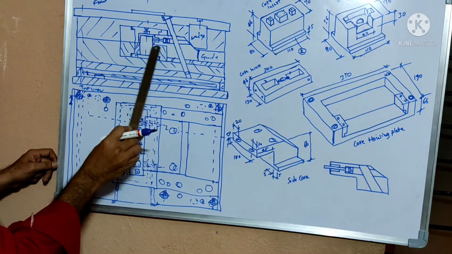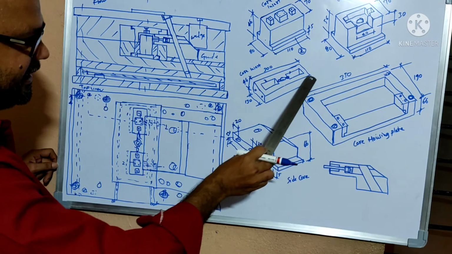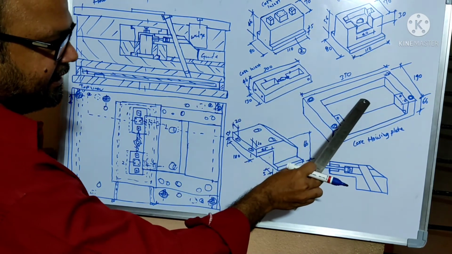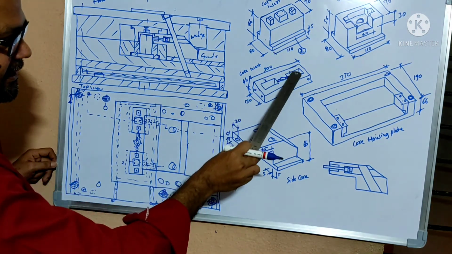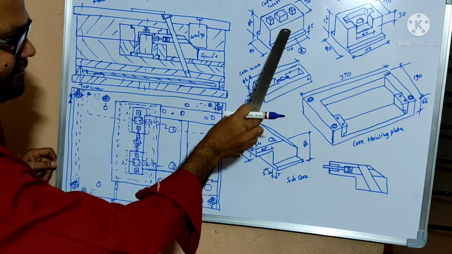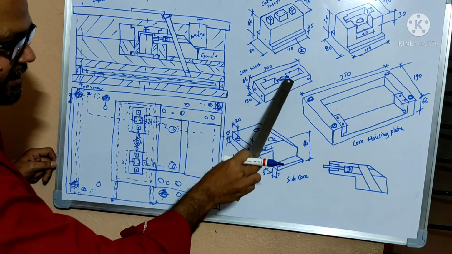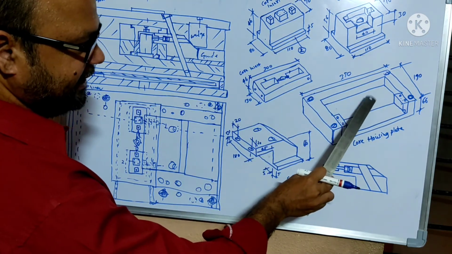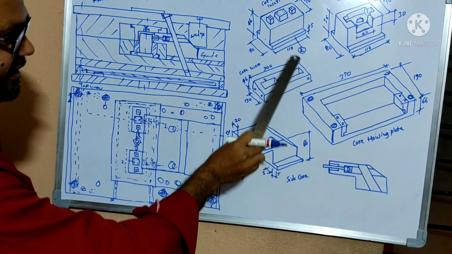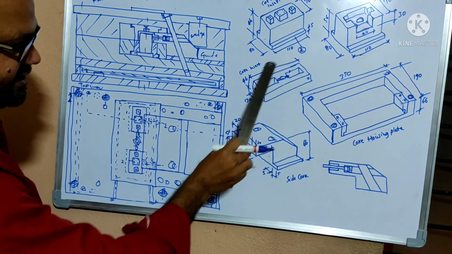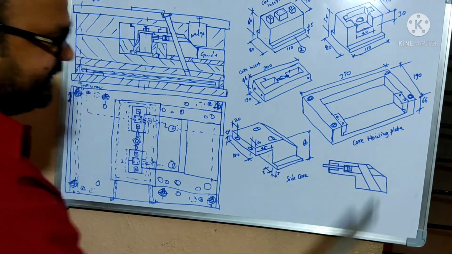This is the insert, and this insert is placed in the core housing plate after assembling with the one insert here and one insert here. After assembling these inserts into this main insert, the core insert is placed in the core housing plate. Getting the point? After assembling all the core inserts, the core insert is placed in the core housing plate.